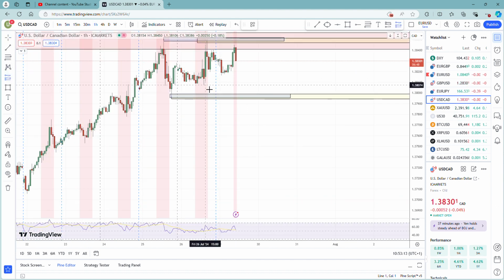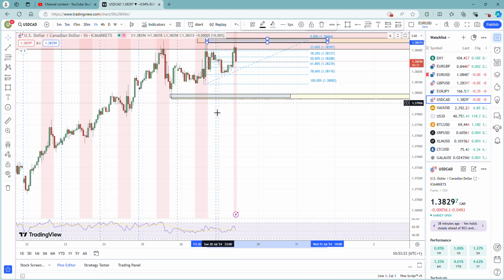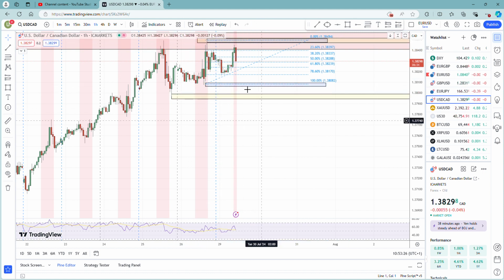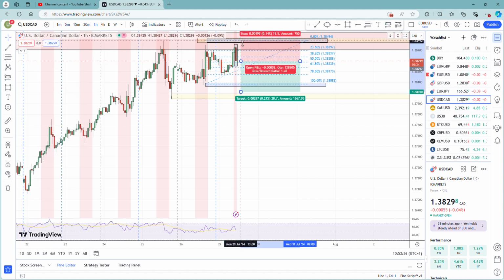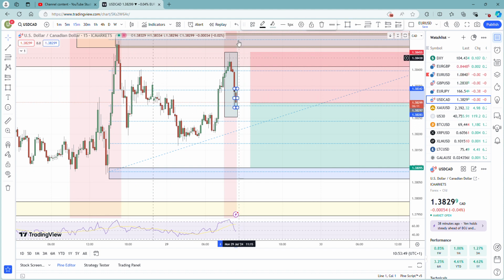Go to the H1 time frame, get the Fibonacci tool out. So from the previous day, the higher low to the higher high. These are your levels for the day, and we can enter a sell trade on this candlestick. Stop loss just above the higher high. TP would be here. To get a better entry, we go to M15 to reduce our stop loss.